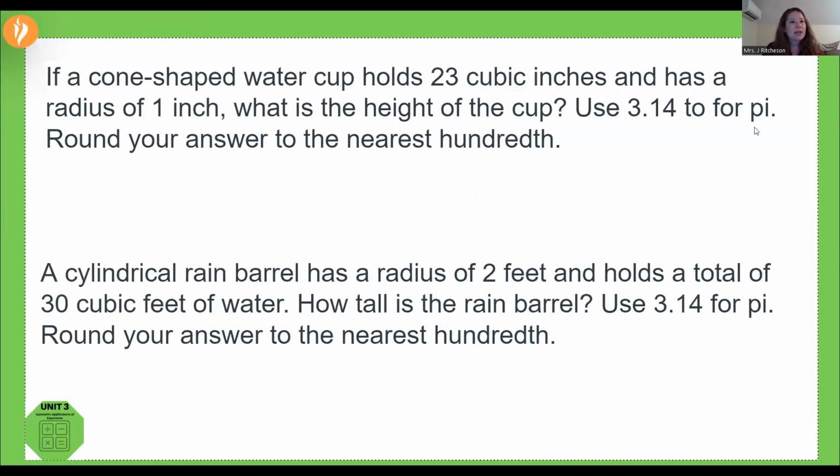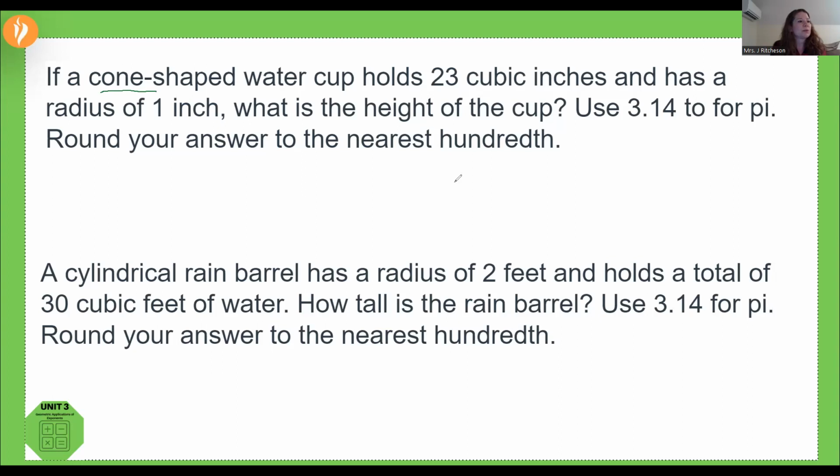Okay. All right, now these are the problems I did not want you to skip, all right? So we are going to kind of work backwards on these two. They're going to give you the volume, and then you have to figure out the height, I think, for both of them. All right, so the first one says, if a cone-shaped water cup holds 23 cubic inches and has a radius of 1 inch, what is the height of the cup? Use 3.14 for pi. So always start with your formula.